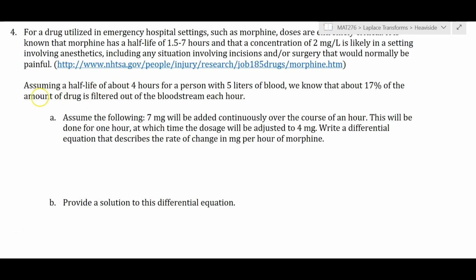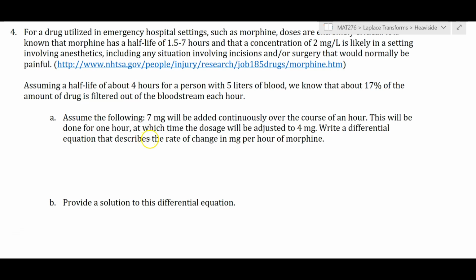And so we're just going to go ahead and assume a half-life of about 4 hours for a person with 5 liters of blood. That would mean that about 17% of the amount of the drug is filtered out of the bloodstream each hour. Assume the following: 7 milligrams will be added continuously over the course of an hour. This will be done for 1 hour, at which time the dosage will be adjusted to 4 milligrams.